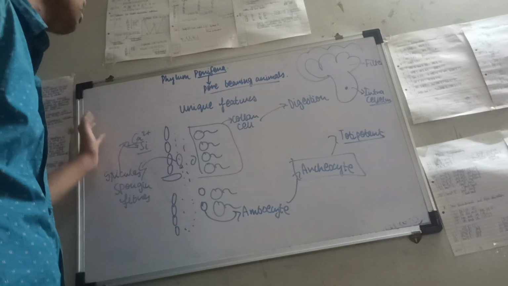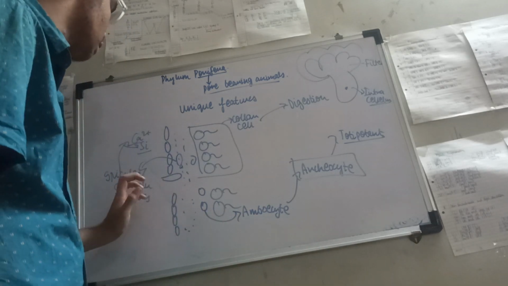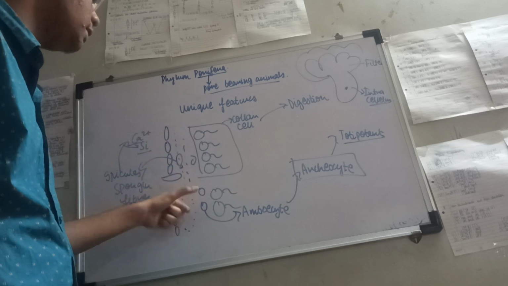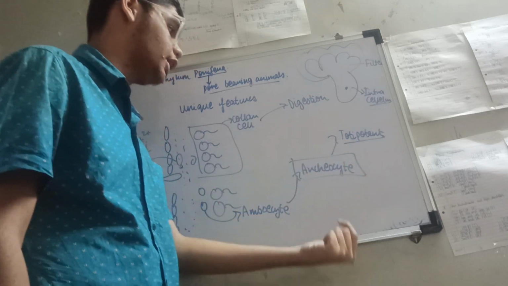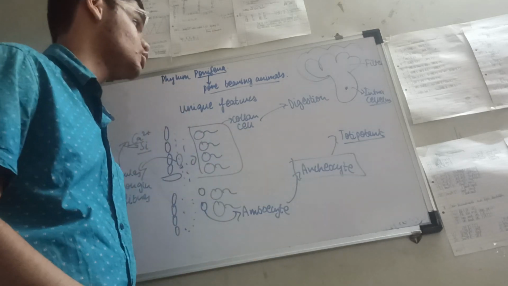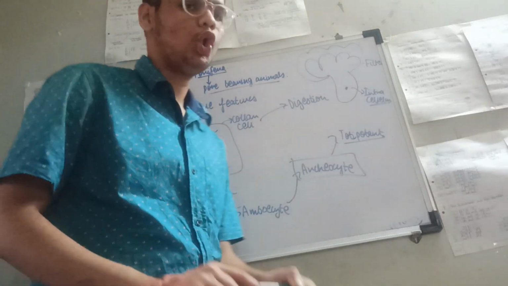So this was the structure. Nice to understand the structure. Pinacoderm, then mesoglea, which contains amoebocytes, mostly archaeocytes, which are totipotent cells, and the collar cell, or the choanocyte, which helps in intracellular digestion.